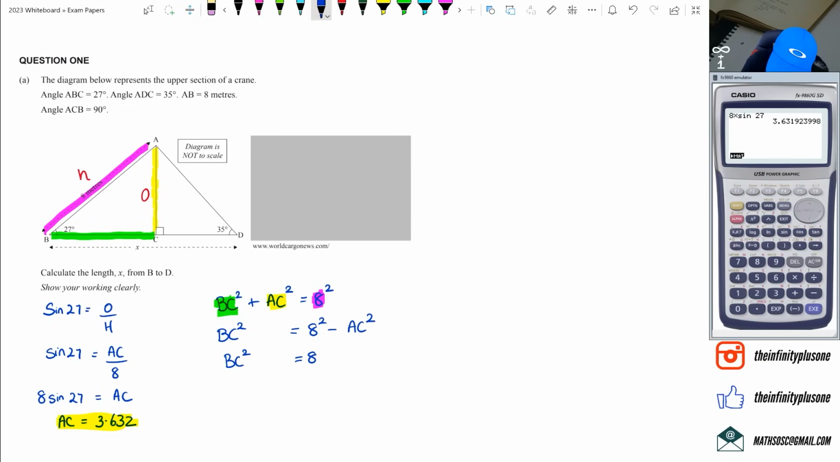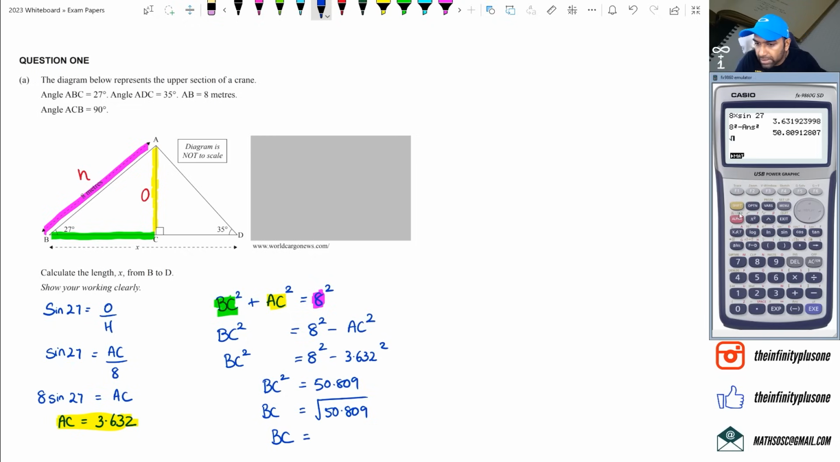Now we've figured out that AC is 3.632, squared. So BC squared is equal to, I've not got rid of this answer from my calculator, so I'm just going to use that: 8 squared minus shift answer squared. That gives me 50.809. Then BC is equal to the square root of that, which gives me 7.128 meters. So I've just worked out what BC is.